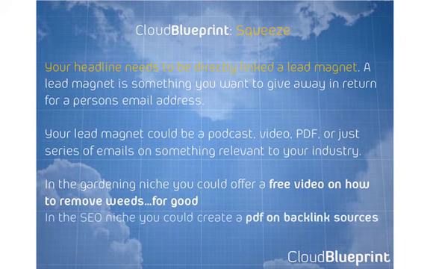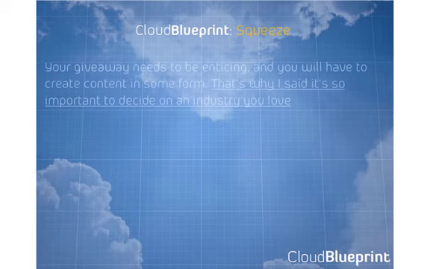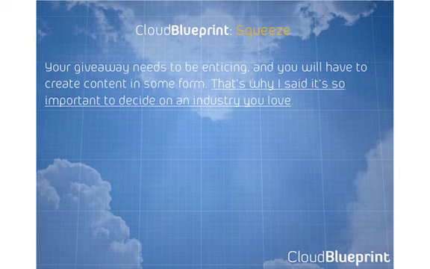In the SEO niche, you could create a PDF on backlink sources. In the cooking niche, you could create a series of emails on healthy recipes, or you could share the benefits of raw food in weekly updates. Your giveaway needs to be enticing, and you will have to create content for it in some form. That's why I said it's so important that you decide on an industry that you love.